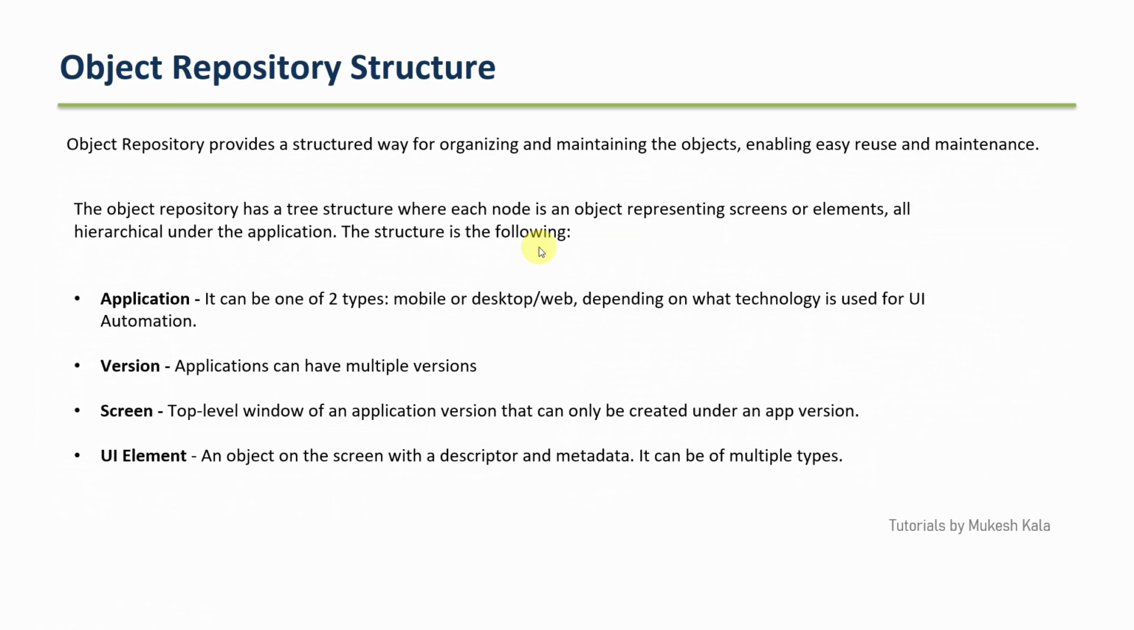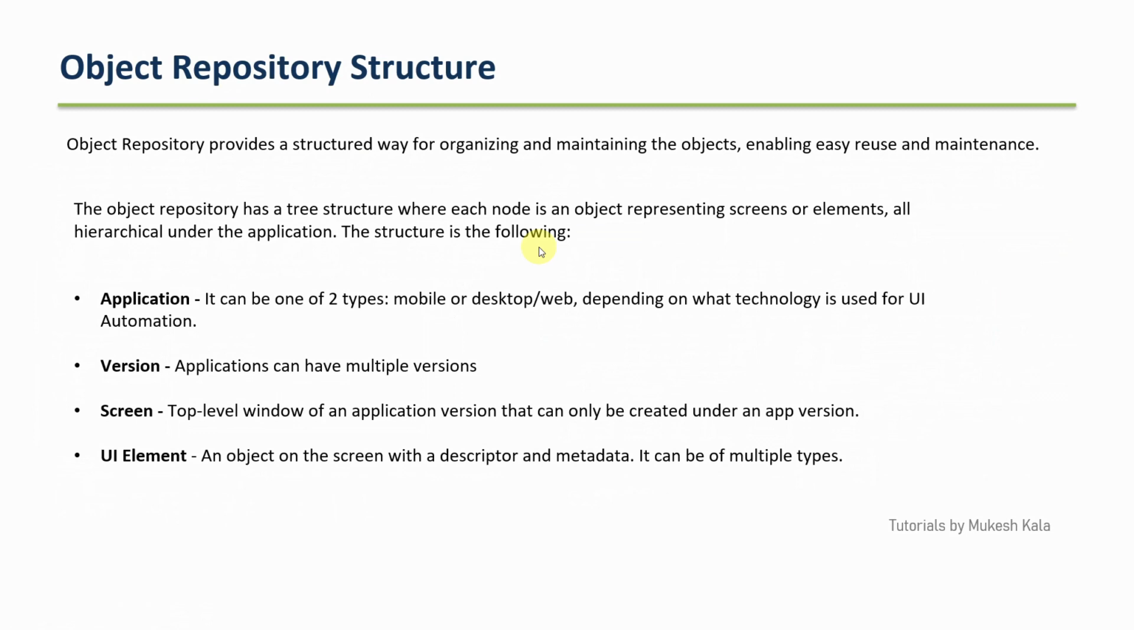Developer 1 has published version 2.0, so developer 2 might be in a different version, right? So to sync up, we have something which is called the version. Then the screen, the top level window of that screen where you have created that object repository, and lastly what exactly we want to do, that is called the UI element. So the top is application, then the version, then the screen, and then the UI element, right?